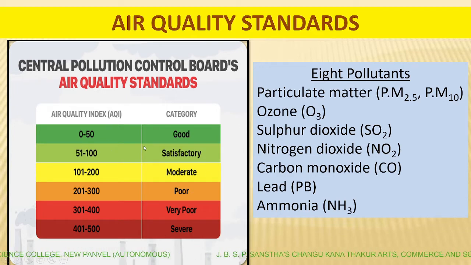According to this air quality index, if the quality of air is between 0 to 50, then the air is considered to be good. If the quality of air is between 51 to 100, then we consider air to be satisfactory. If the pollutant rate is very high, then the air quality index can also reach the 401 to 500 limit, and in that case air is categorized as severe.